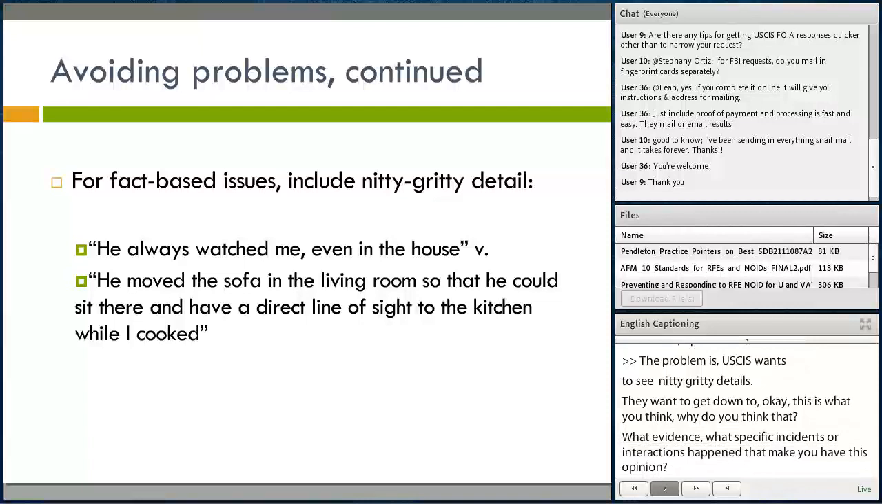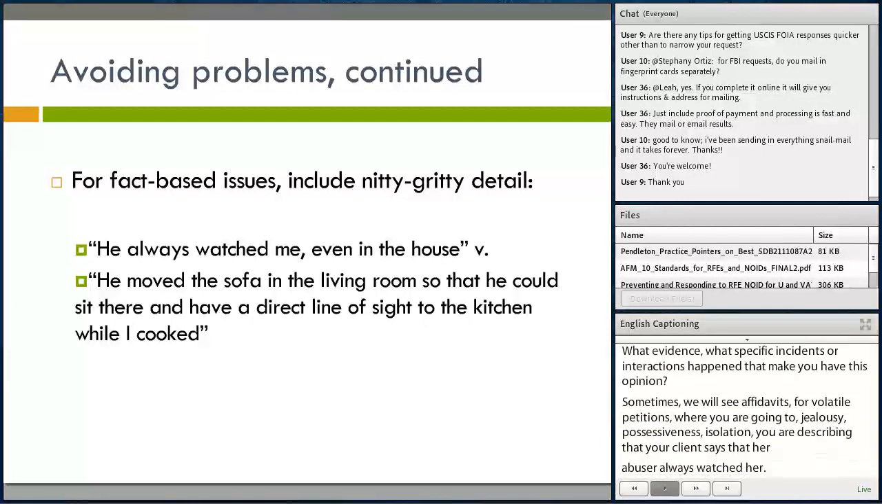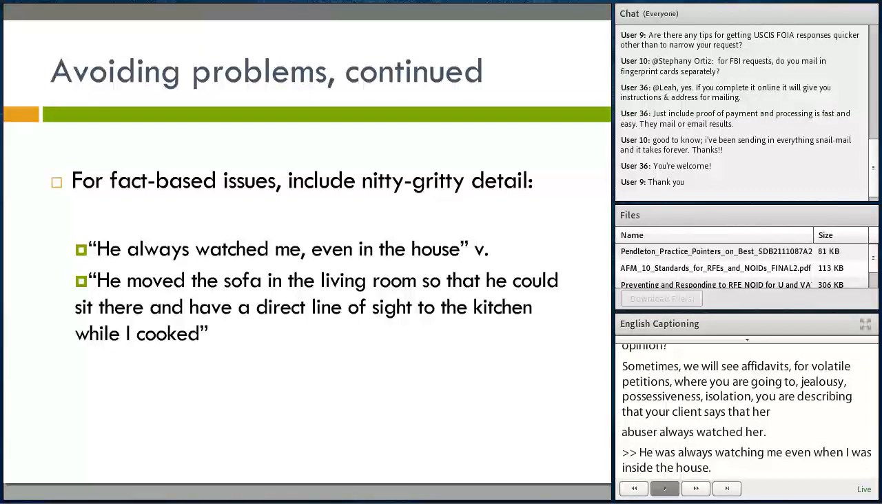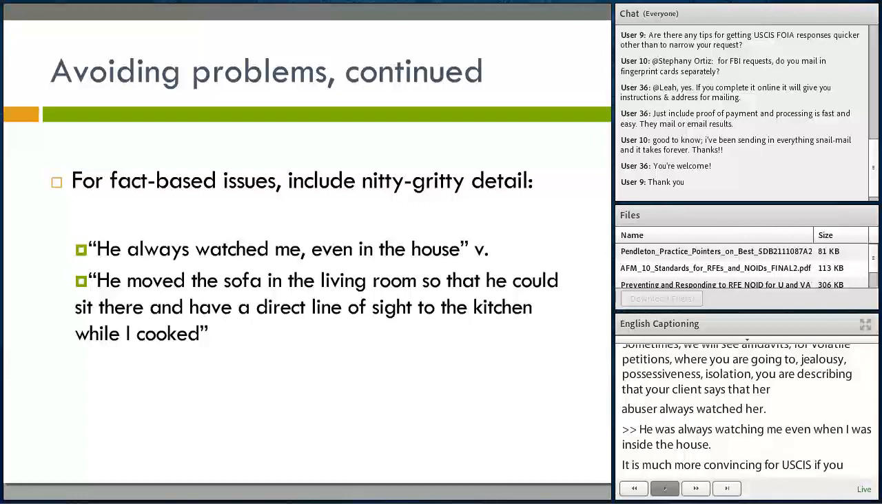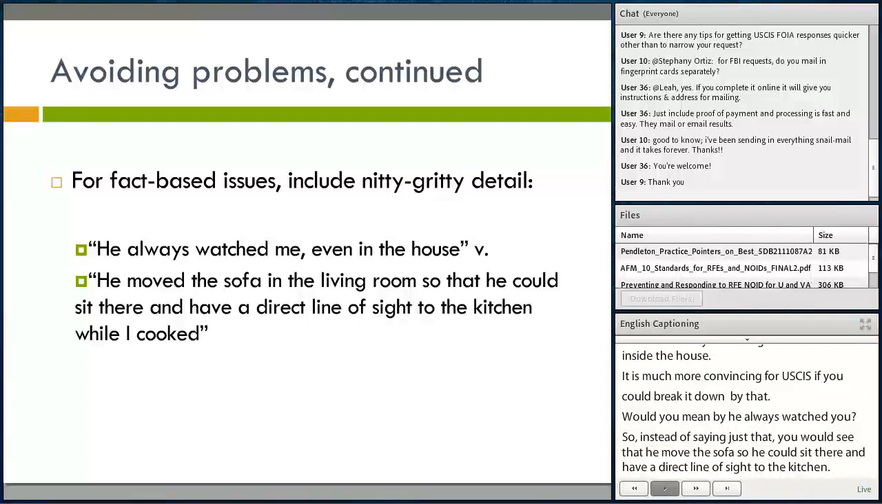And so sometimes we'll see affidavits for VAWA self-petitions where you're going to, jealousy, possessiveness, social isolation, and you're describing that your client says that her abuser always watched her, right? He was always watching me even when I was in the house. But it's much more convincing for USCIS if you can break it down more than that. What do you mean by he always watched you, right? So instead of saying just that, you would say he moved the sofa so that he could sit there and have a direct line of sight to the kitchen while I cooked, right?